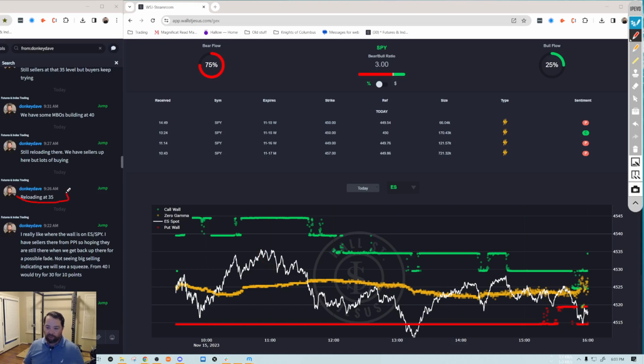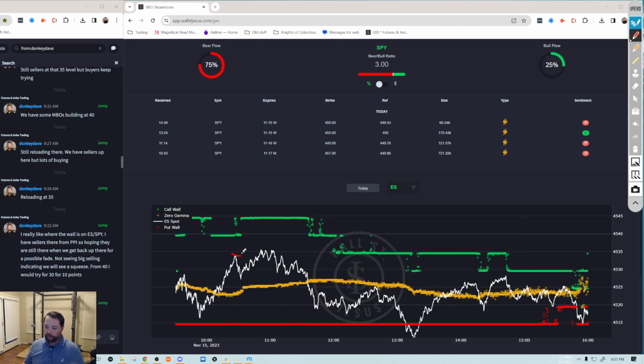Now we see just a few minutes later, reloading at 35. As we started to get up here, we started to see the reloading come in. Icebergs, there were big sellers there. They had moved down from this 40 level. Actually did kind of indicate that in pre-market as well. But anyway, in regular session, we got there and we saw them still reloading there. We have sellers up here, but lots of buying too.